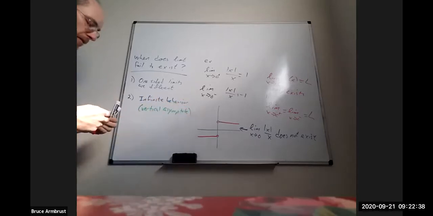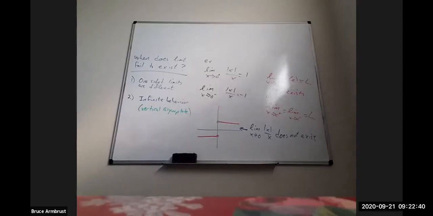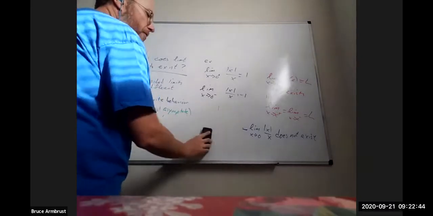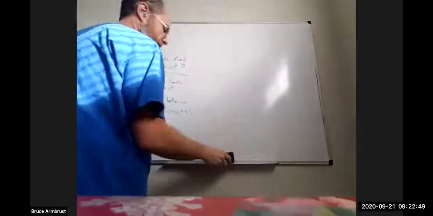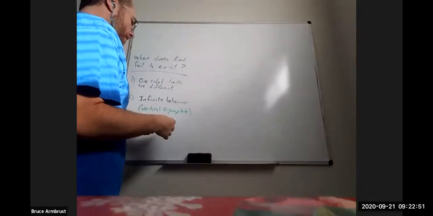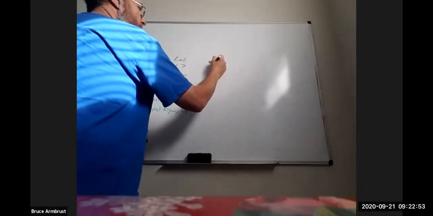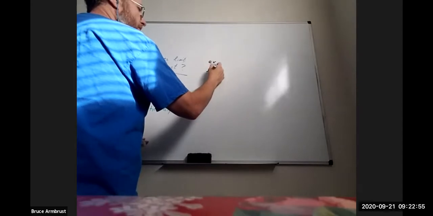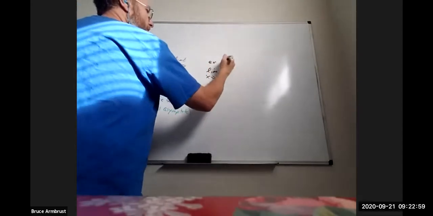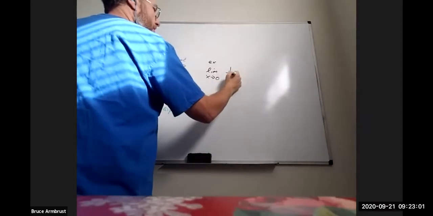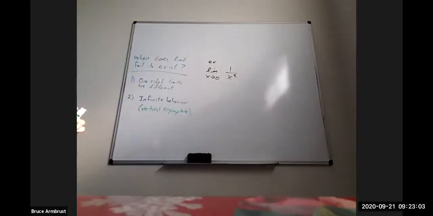So this is a vertical line that the function approaches but never crosses. Let me give you an example of one of these, another super easy one. Actually, no, let's change it to 1 over x squared. So we're going to look at the limit as x goes to 0 of 1 over x squared.